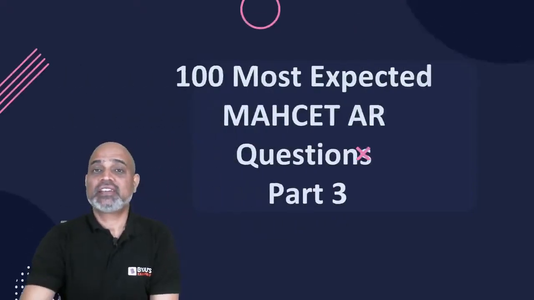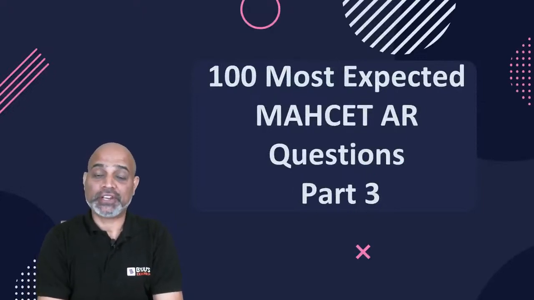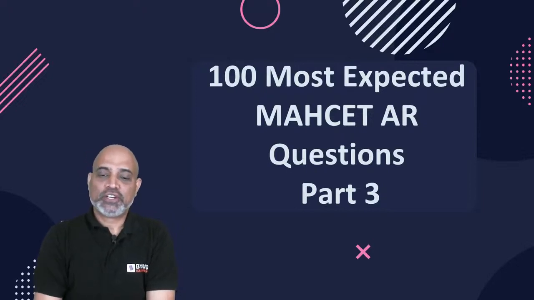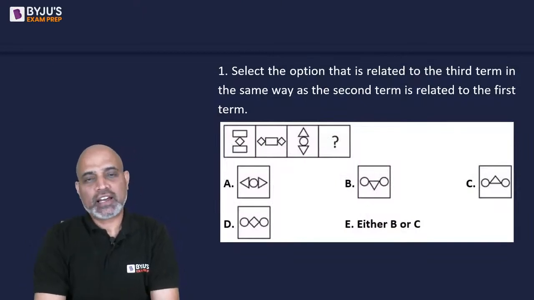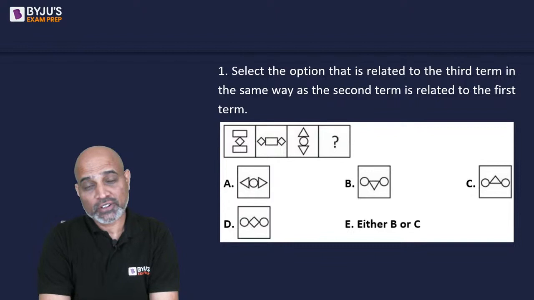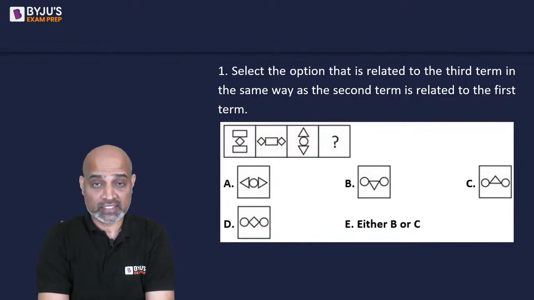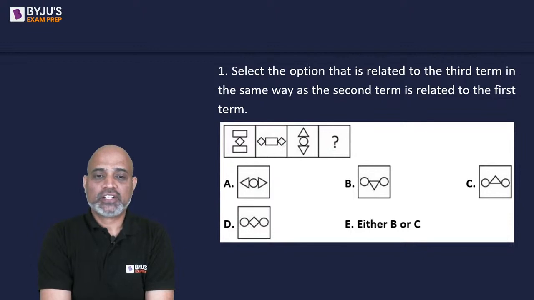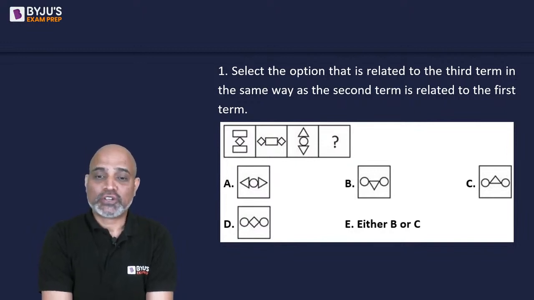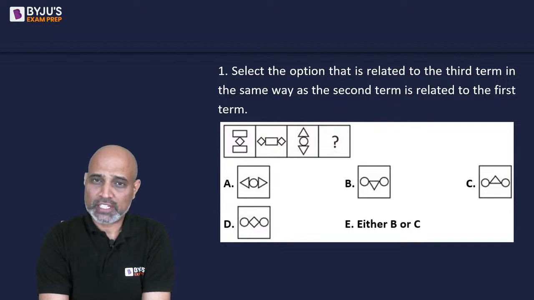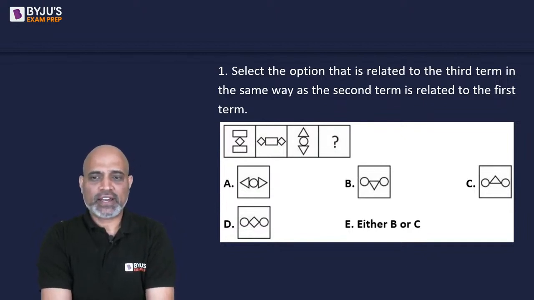My name is Naveen, and today we will be looking into part 3 of most expected AR questions in MAH CET. As in the previous two sessions, we have seen how visual reasoning, or analytical-based reasoning, not exactly only visual, but questions related to dice and cubes, are attempted and how we solve them. So let's solve some of the questions today as well, and let's see if we have got some unique questions that we haven't done so far.